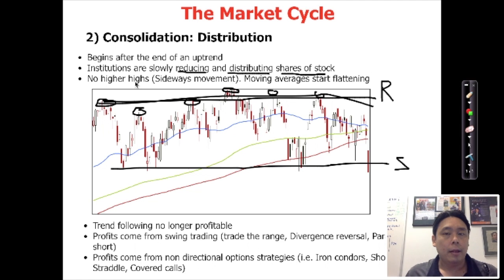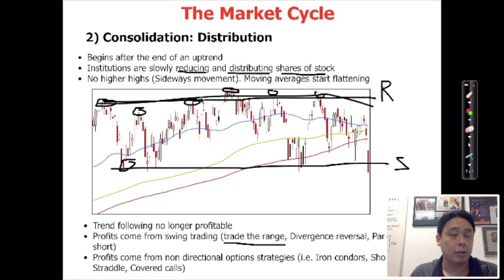For example, in this cycle, what is profitable would be the trading the range strategy, where you pick stocks that are in a very clearly defined range and you buy when it's near support and you sell when it's near resistance. That's called trading the range. What is also profitable would be mean reversion strategies. When it gets a bit too high you short it, when it gets too low you go long, and you can tell when it's overbought or oversold using indicators like Bollinger Bands, stochastics, and things like that.